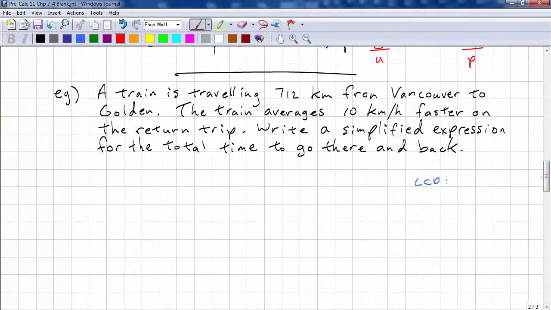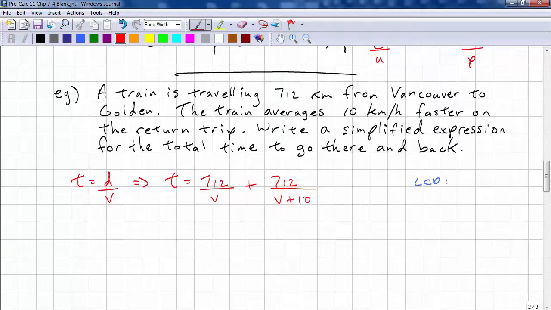So let's look at an example. The train is traveling 712 kilometers from Vancouver to Golden. The train averages 10 kilometers faster on the return trip. Write a simplified expression for the total time to go there and back. So time is equal to distance divided by velocity. This means time is equal to our 712 kilometers divided by the velocity. And on the return trip, it's still 712 kilometers, but the velocity is 10 kilometers faster.